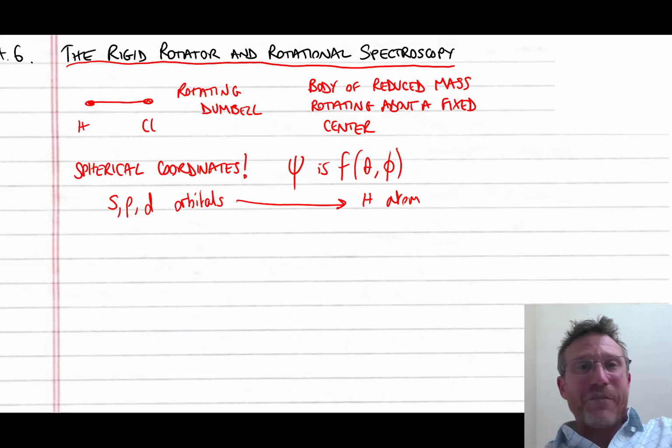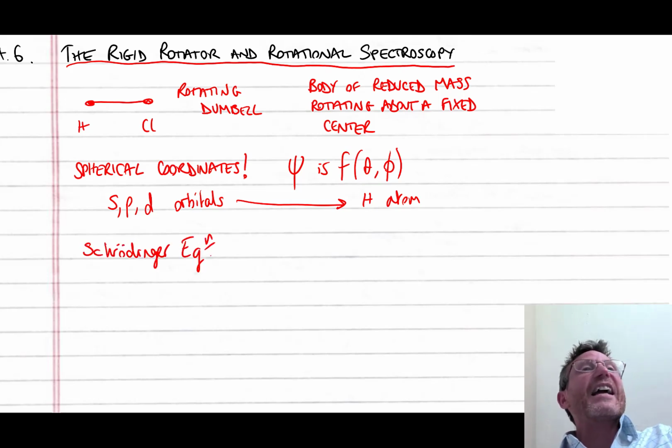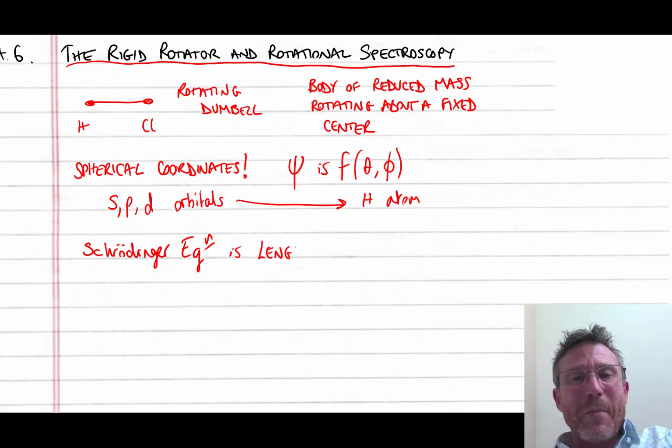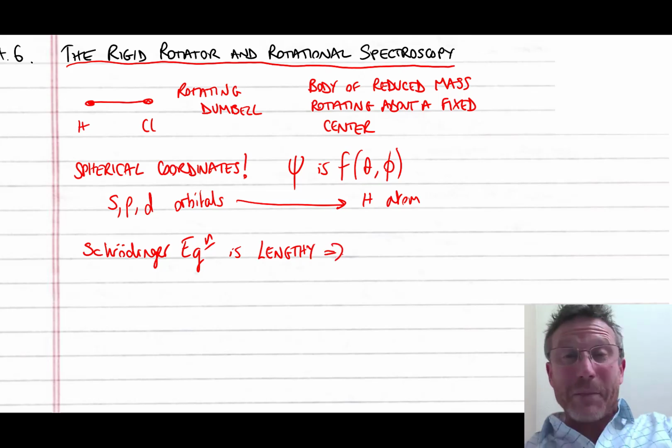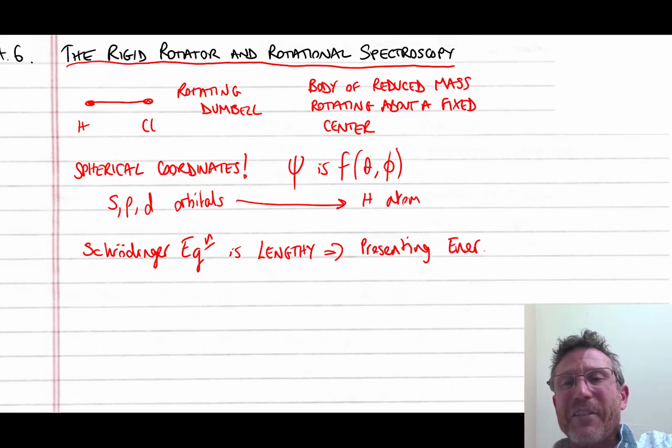Once again, we're going to find that the Schrodinger equation is lengthy. That's a good way of describing it. And again, what we'll find in this particular section is that I'll be presenting the energies and the eigenfunctions without showing you explicitly how the solution comes about. So, present those energies and the wave functions.